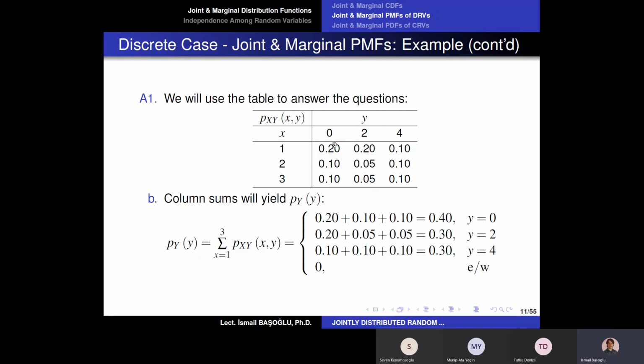So for example, the marginal probability mass value of y to be equal to 0 is a summation of the joint probability mass values while y is fixed to 0 and x can take on the several values that it can take on. So you are basically summing the first column up, which is 0.40. The marginal probability mass function of y at 0 is 0.40. For 2, it is equal to 0.30. And for 4, it is equal to 0.30. And elsewhere, it is 0.